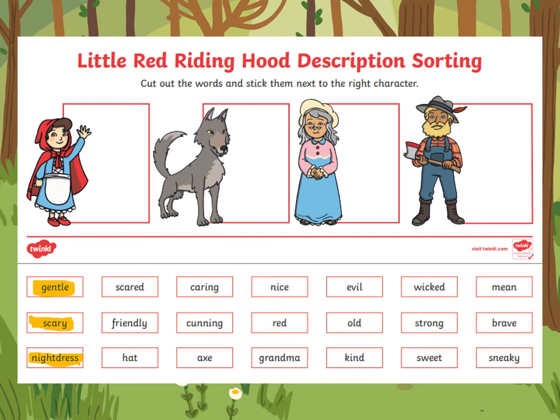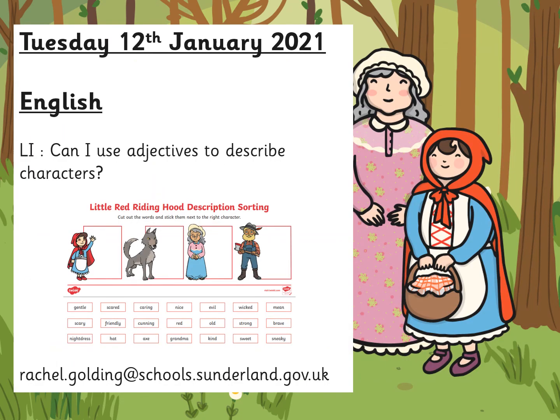So your job today, when this video is finished, is to go through all the rest of the words that are on this sheet of paper, and you can decide where they go. You can either do all of them or you can just do 3 words for each different character. You can cut them out and stick them on, or you can write them yourself. It's up to you which is easier for you. So today we've been thinking about adjectives to describe the characters, and you're going to now go away and have a think about putting those adjectives and those words next to the right character.